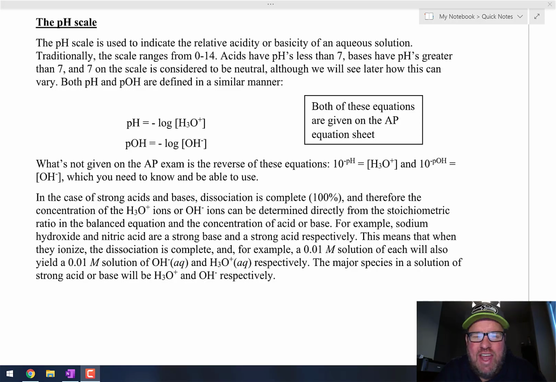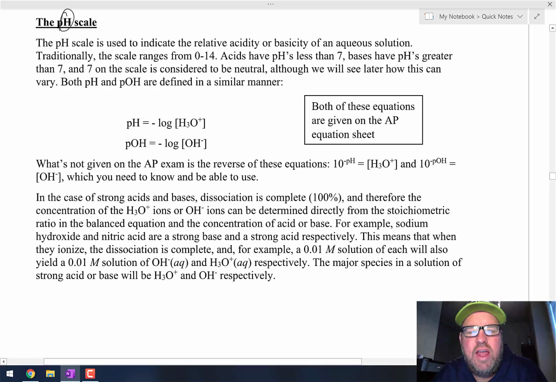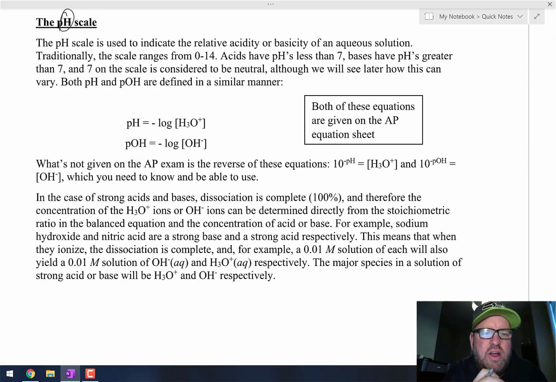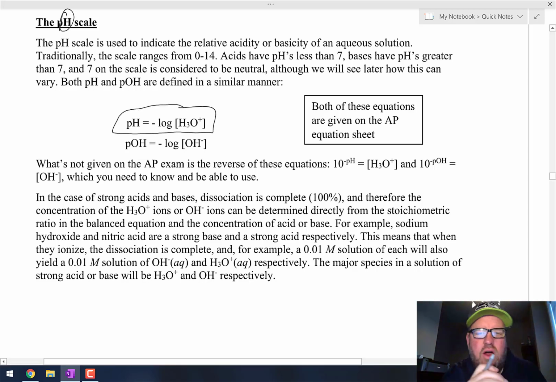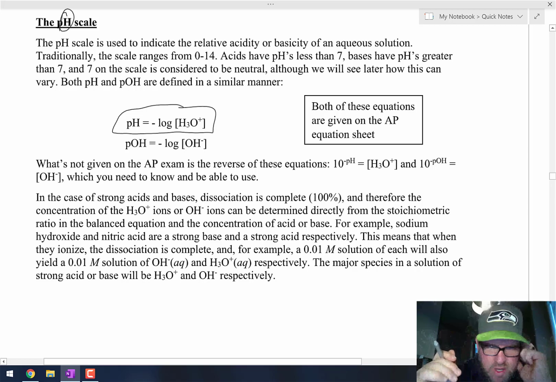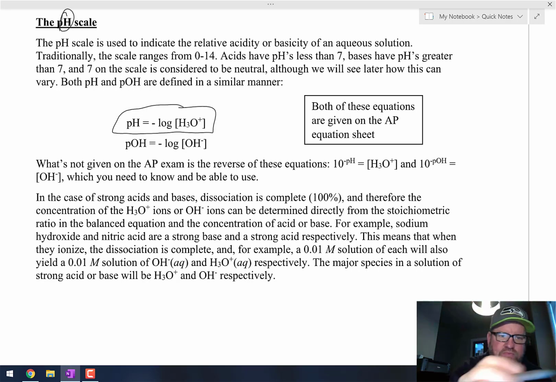The pH scale. If you look at that capital H there in pH, the pH scale is simply a way to measure the hydrogen ion concentration in a solution. Okay, if you look right here, this is the equation that they give you on the AP exam. You take the negative log of the hydrogen ion concentration, and it's going to give you a number that is typically between 0 and 14.